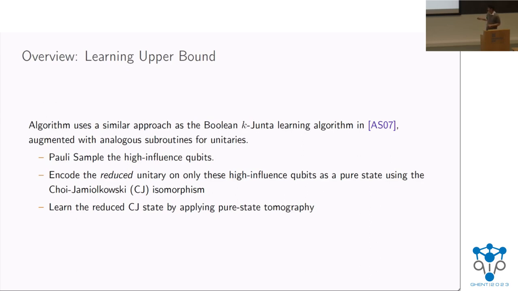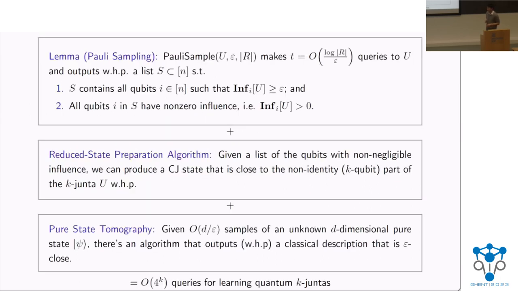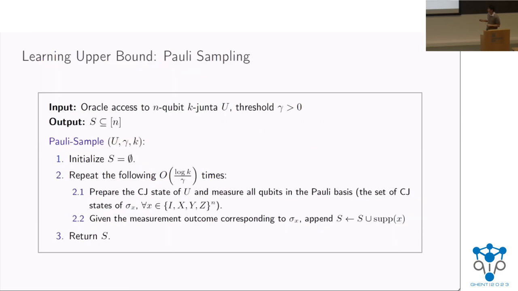So once we have such a state, then we can produce many copies, and we can learn this with tomography. And in this way, we can output a classical description of the important part of the junta. These are some more details, but let's save that for later if anyone's interested. And the one subroutine I do want to highlight here is that of Pauli sampling.